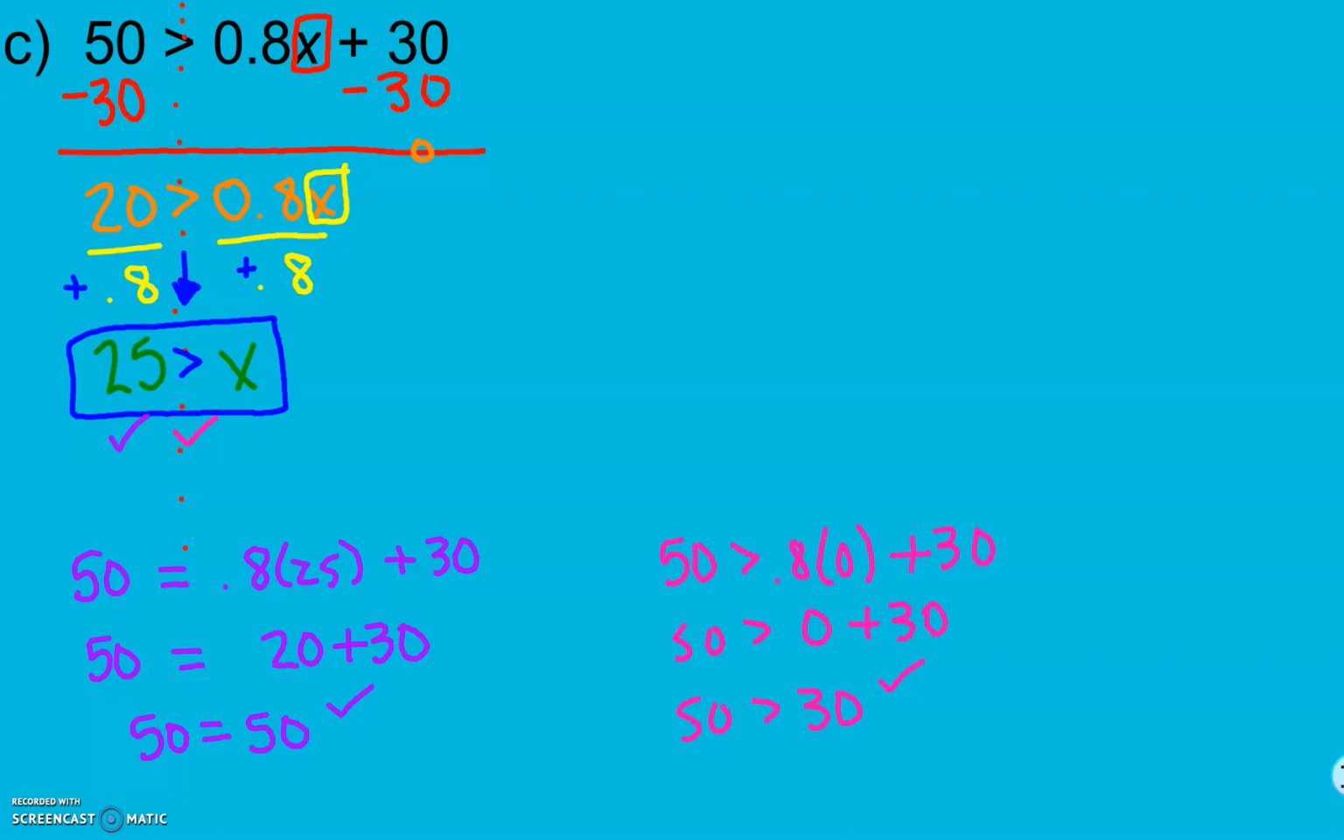And I checked that my inequality was right by picking a number that 25 was greater than. Again, I picked 0. We could have picked 24. We could have picked -100. Doesn't matter. Any number that makes this inequality true. And when I plugged that in, I got a true statement here. 50 is greater than 30, so our inequality is correct as well.